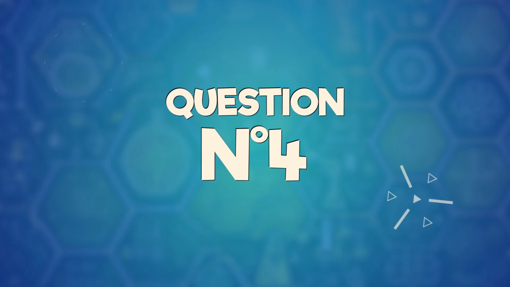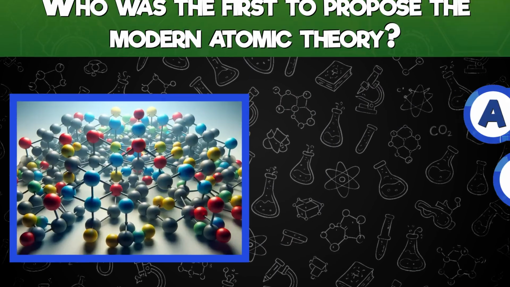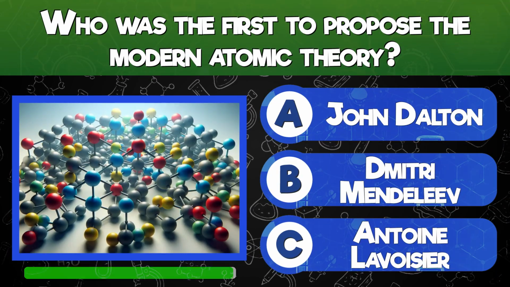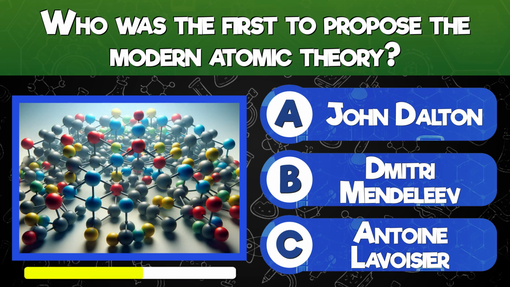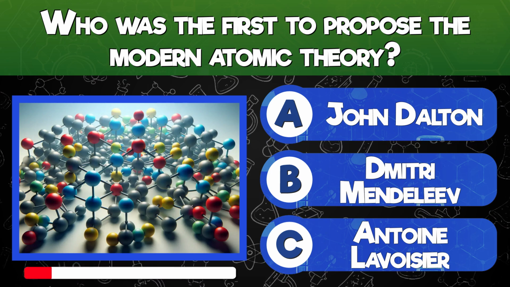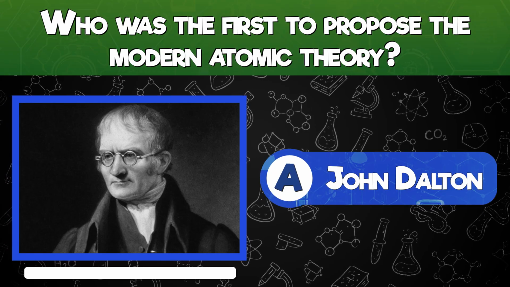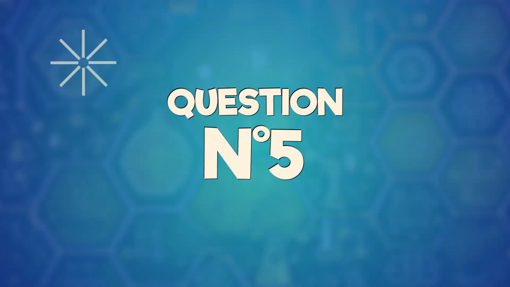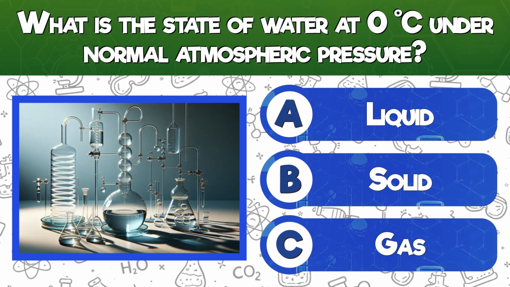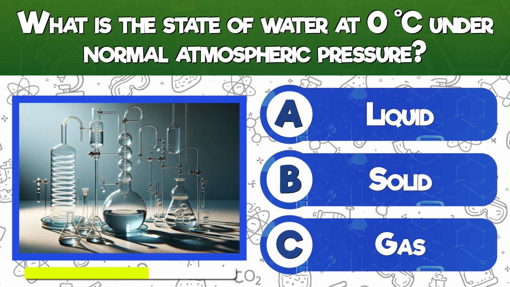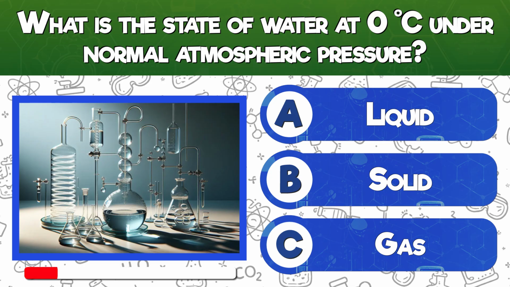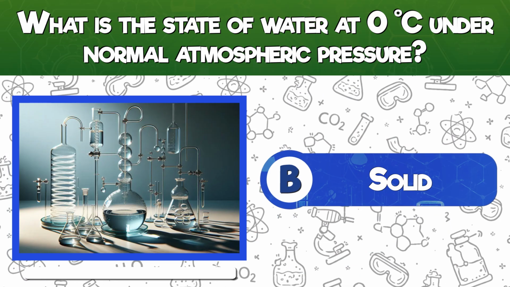Let's see how you do on this one. Who was the first to propose the modern atomic theory? John Dalton. What is the state of water at 0 degrees Celsius under normal atmospheric pressure? It is solid.